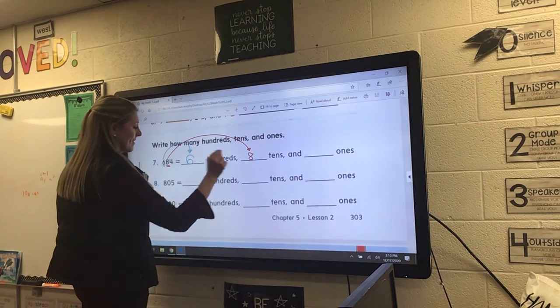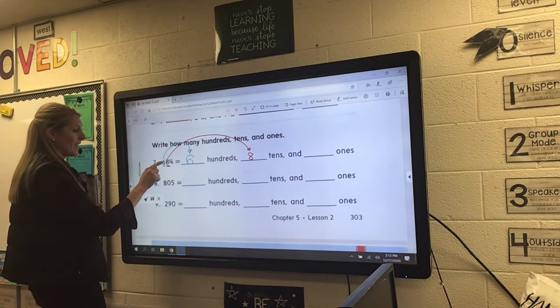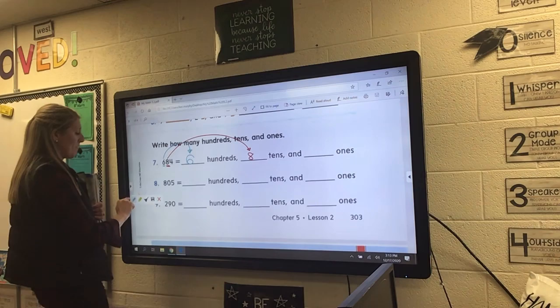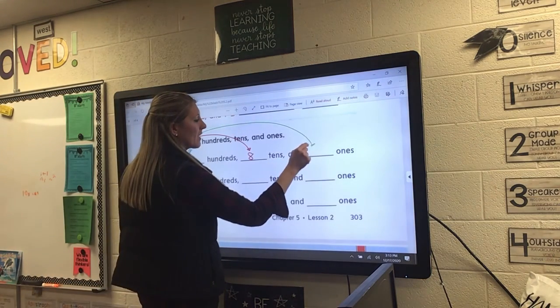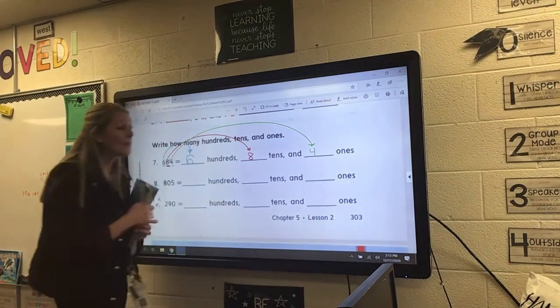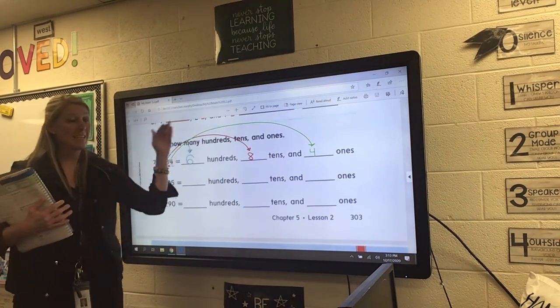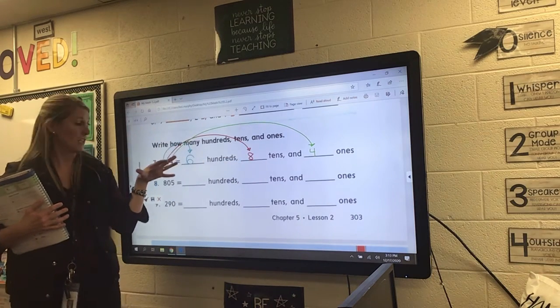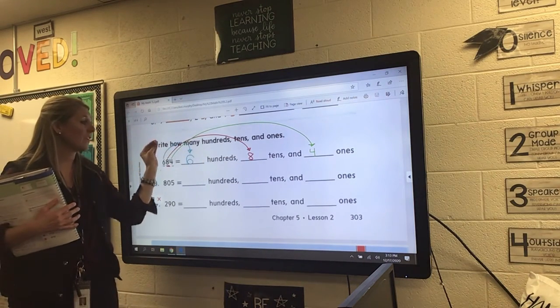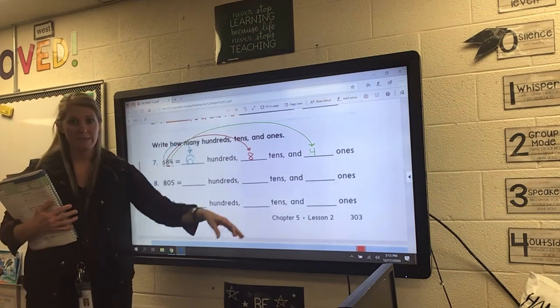The next one's tens. 8, 8 tens, 684. And then I have 4 ones. So that 4 goes way over here on the ones. Please draw the arrows if you need that to help you. It's a great visualization to see how that place value relates to each place.